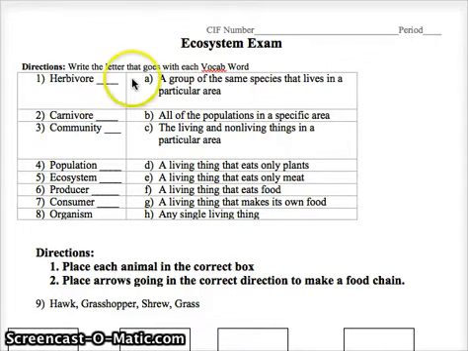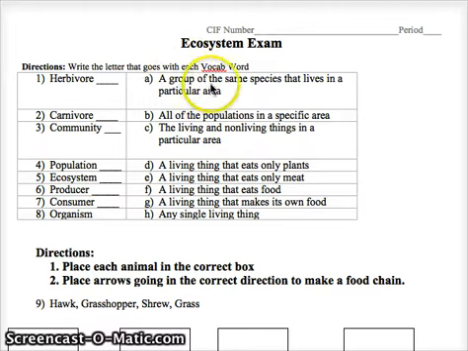Directions. Write the letter that goes with each vocab word. So I have 1, herbivore, 2, carnivore, 3, community, 4, population, 5, ecosystem, 6, producer, 7, consumer, 8, organism. The options for matching here are listed on the right.